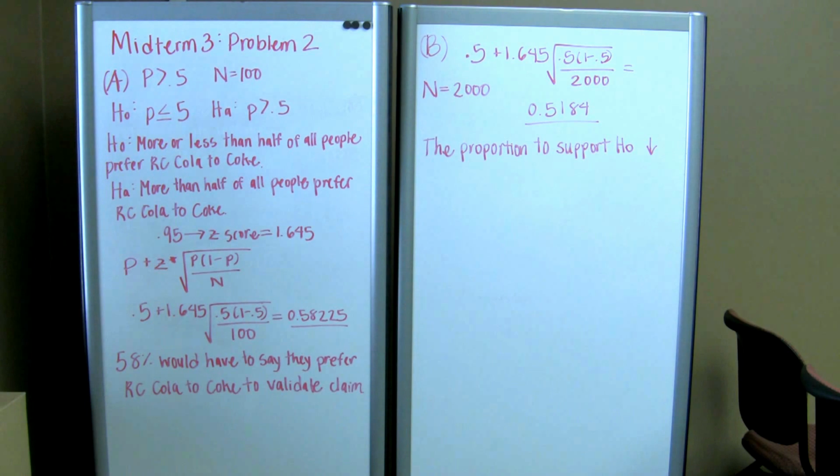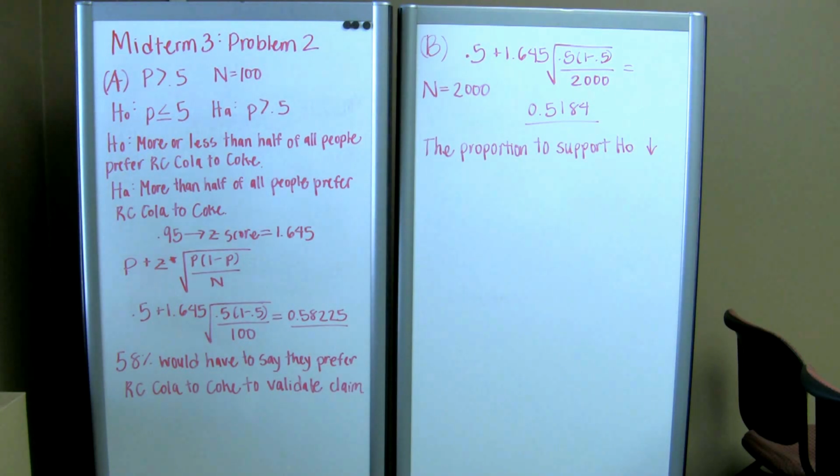0.58225. So this value basically means that approximately 58%, or 58 out of the 100 subjects in this case, would have to say they prefer RC Cola to Coke to validate the following claim. There is statistically significant evidence that more than half of all people prefer RC Cola to Coke.